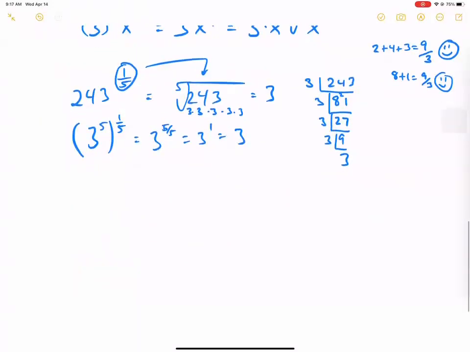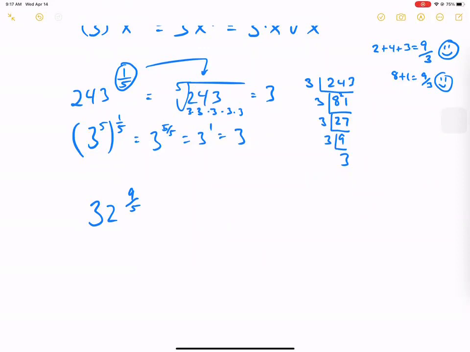What if I give you something a little bit weird? What if I write 32 to the 9 over 5? There's a couple of different ways of doing this. We can write 32 nine times. We can multiply 32 to the 9th exponent. But I'm going to show you guys a couple different ways of doing this.